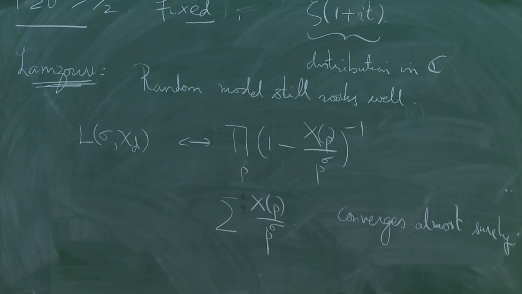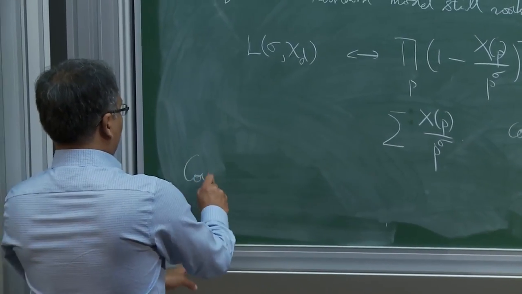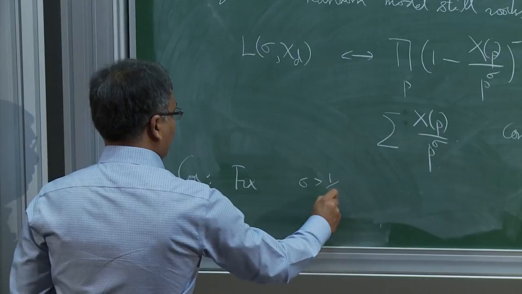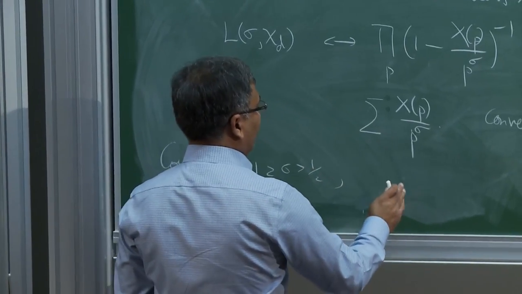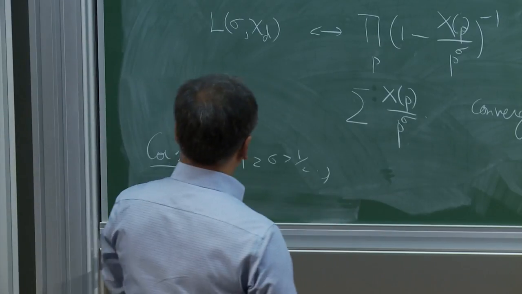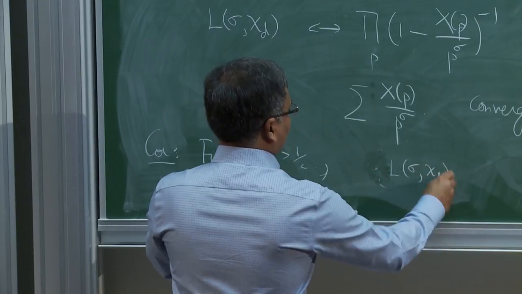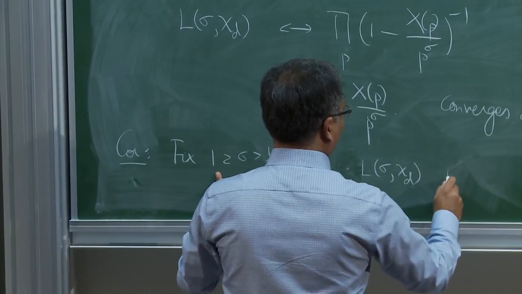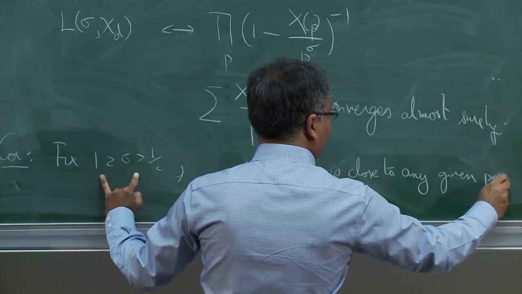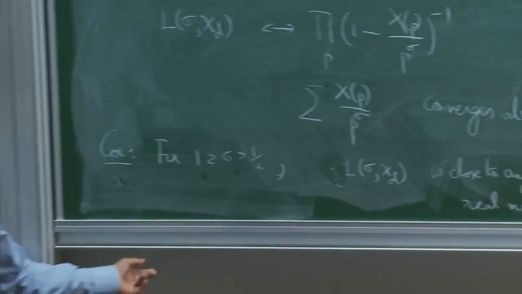But so here's one kind of corollary of this work. If you fix sigma less than 1, and if you look at the values of L(sigma, chi_d), so one way to say it is that this is close to any given real number, positive real number, for infinitely many values of the discriminant d.